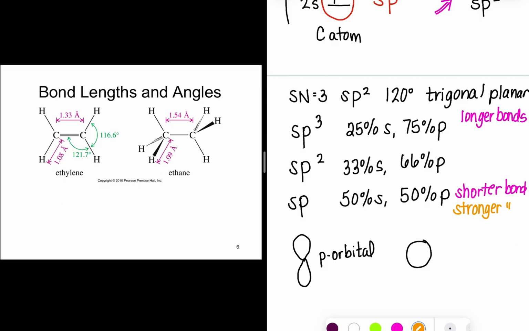You can also sort of think about it as sp, if it's a triple bond, is almost like 3 bonds. So when we have sp molecules, those are going to be our alkynes, which we're going to name. Our sp2 are going to be our alkenes, and our sp3 are going to be our alkanes.